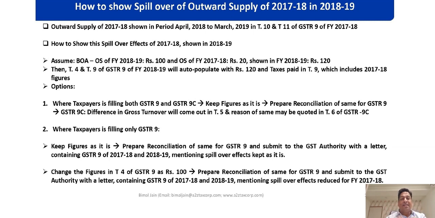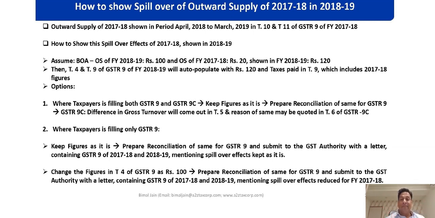It will be evidence. So once you file your GSTR-9 for 18-19, you do one thing: you write a letter to your jurisdictional officer stating with the reconciliation that 120 includes 20 rupees of 17-18 shown in April 18 to March 19, which is being substantiated with the GSTR-9 copy submitted for 17-18 and the copy of GSTR-9 of 18-19.